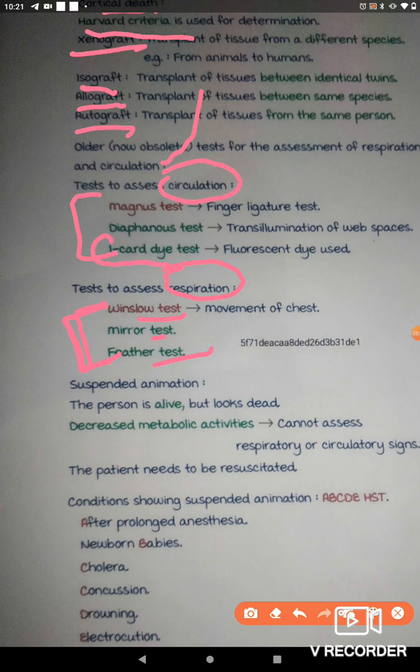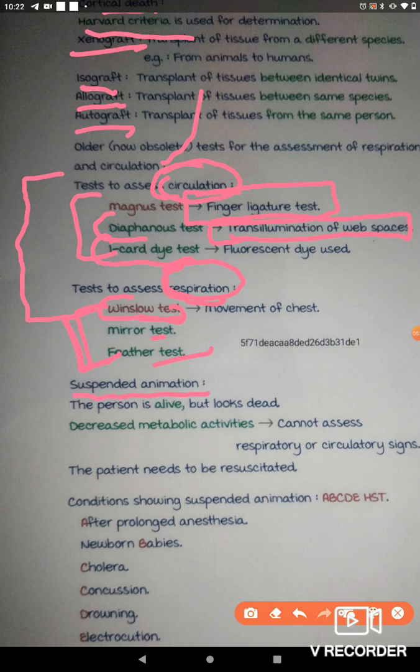In the ICARD dye test, fluorescent dye is used. In the diaphanous test, there is transillumination of the web space. So transillumination of the web space is in the diaphanous test, and the Magnus test is a simple finger ligature test. For the assessment of death, we see circulation and respiration. For the respiration, we have the Winslow, mirror, and feather tests. In the Winslow test, there is movement of the chest. For the circulation, we have the Magnus, diaphanous, and ICARD tests. In the ICARD test fluorescent dye is used, in the diaphanous test there is transillumination of the web space, and the Magnus test is a finger ligature test.